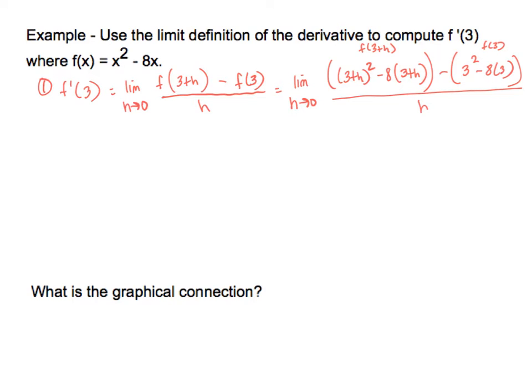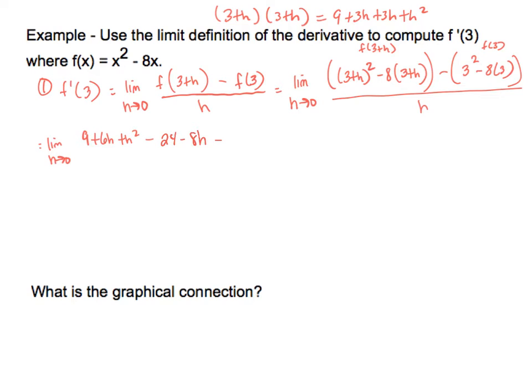to cancel out. Okay, so I'm foiling the 3 plus h. So that would give us 9 plus 6h plus h squared. Remember, 3 plus h times 3 plus h. First, outer, inner, last. That's where that's coming from. Okay. Minus, we have parentheses here, so minus 24 minus 8h.